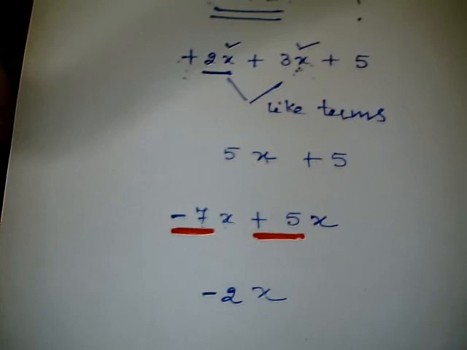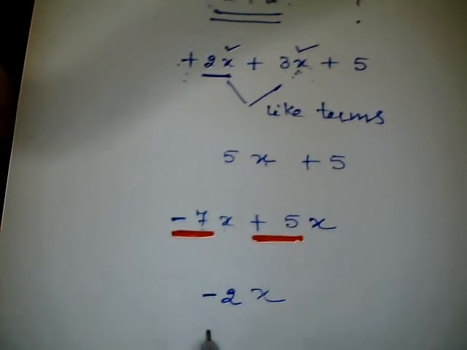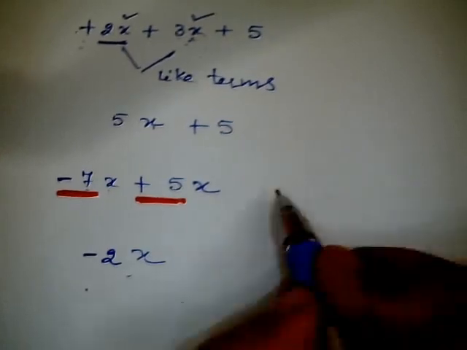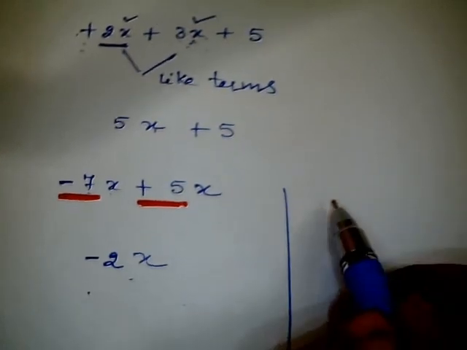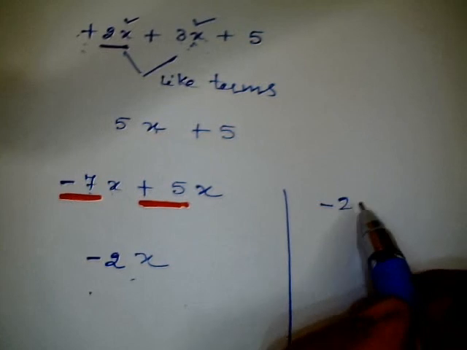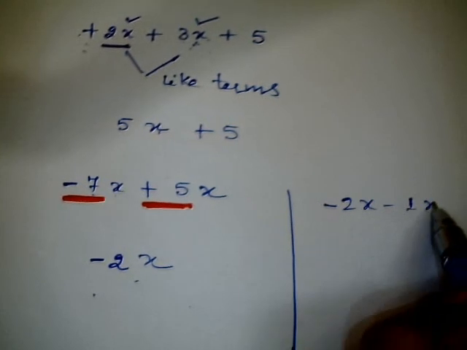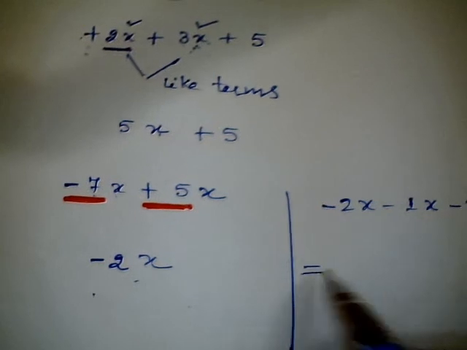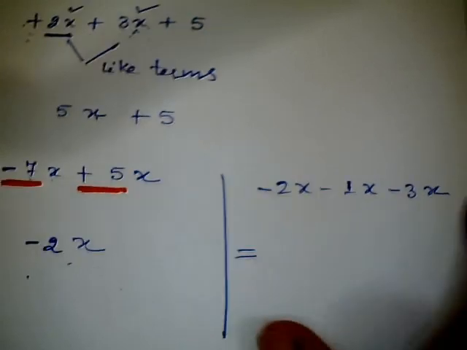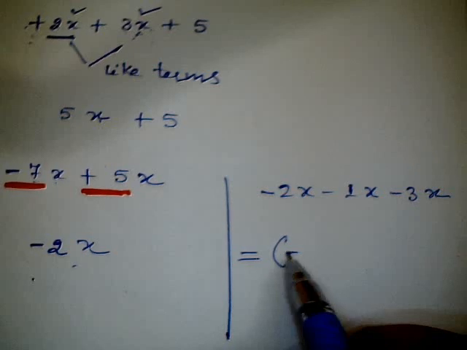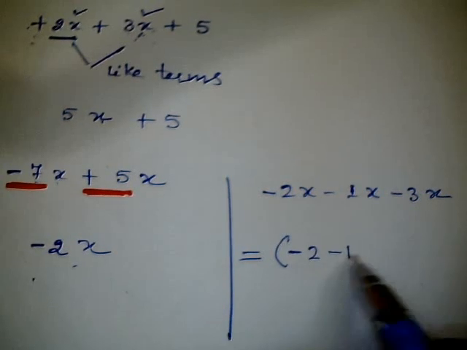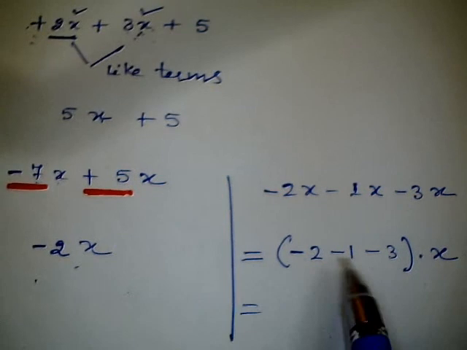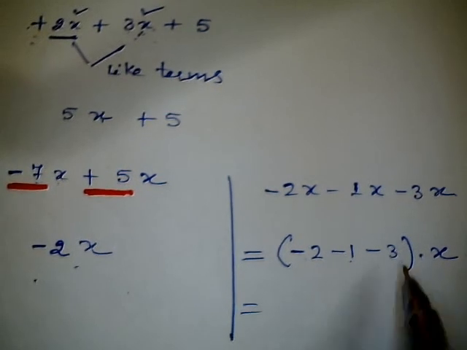Like suppose if I take for example negative 2x, negative 1x and negative 3x, all are negative, so they will get added and the sign is going to be negative. How I need to write: negative 2, negative 1, negative 3 and outside x. So 2 plus 1 is 3 and 3 is 6, so negative 6x. This is going to be your answer.